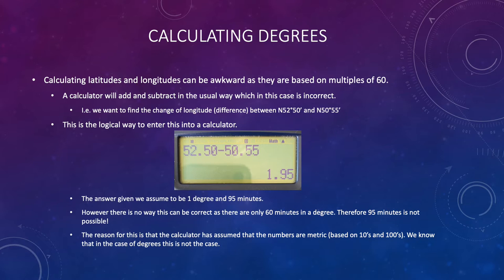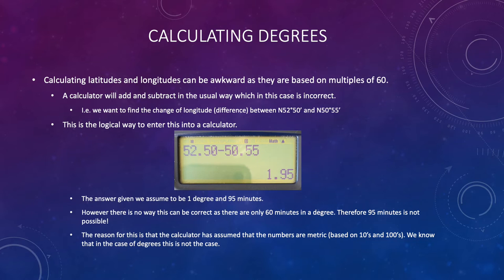So now we're going to look at calculating degrees and also calculating the distance between two separate parallels of latitude or longitude. When we talk about latitude and longitude, they're based on multiples of 60. So when we put them in a calculator, if we were to find the difference between two longitudes, for instance, we would subtract one from the other. It gives the example: if we're trying to find the difference between 52 minutes and 50 seconds and 50 minutes and 55 seconds, we would put the two values in the calculator and subtract one from the other. That would give us an answer, but there's a much more logical way to do it, which will give us an answer more appropriate to what the questions are ultimately going to ask us.